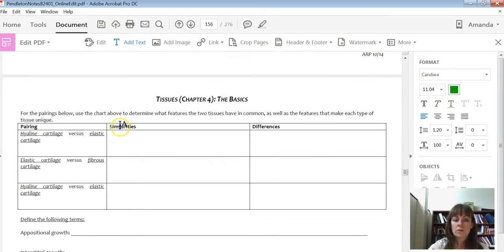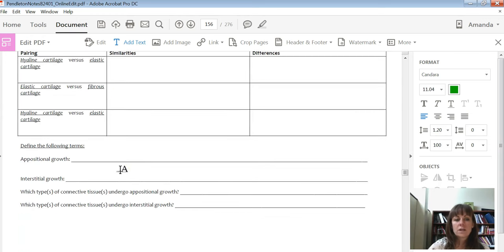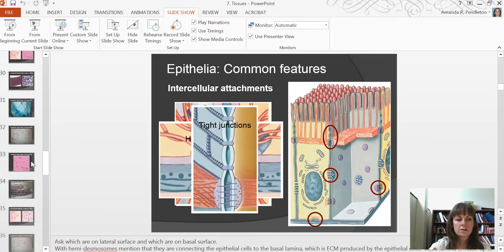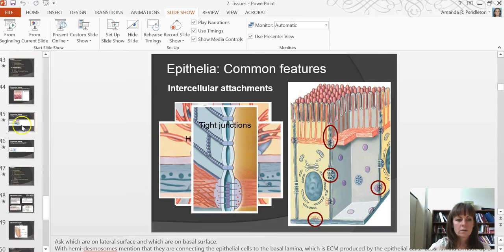Again, I'd encourage you to go through this, look for similarities and differences in these tissues. Now we do want to talk about two types of growth that we see particularly with cartilage. We've got appositional growth, and that is going to be growth at the edges of the cartilage. And interstitial growth is going to be growth from the inside of the cartilage. Okay, and let's just look for a minute at some images that will help us understand this type of growth.